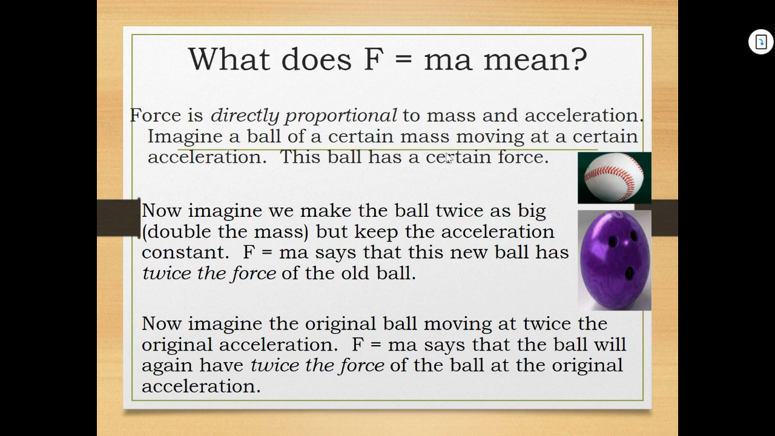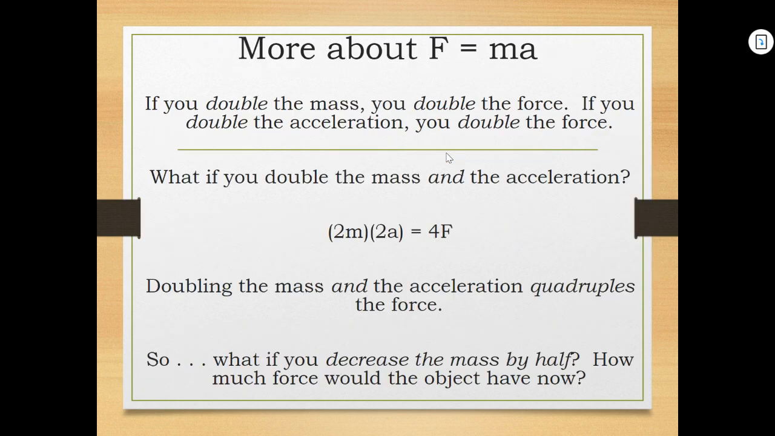Now imagine the original ball moving at twice the original acceleration, right? So you have a baseball being thrown at you by a kid and another one being thrown at you by a major league baseball pitcher, right? Who can throw a ball at like 90 miles an hour. So F equals ma says that the ball will again have twice the force of the ball at the original acceleration, right? So if you double the mass, you double the force. If you double the acceleration, you double the force, right?